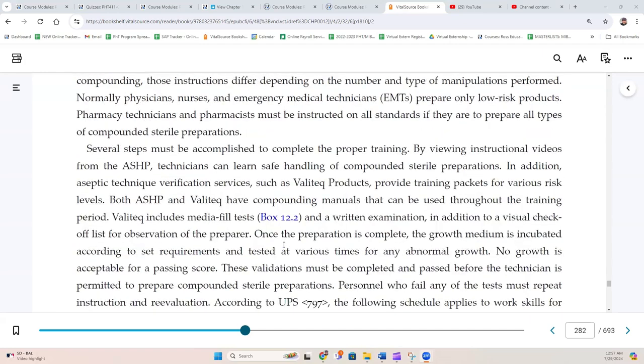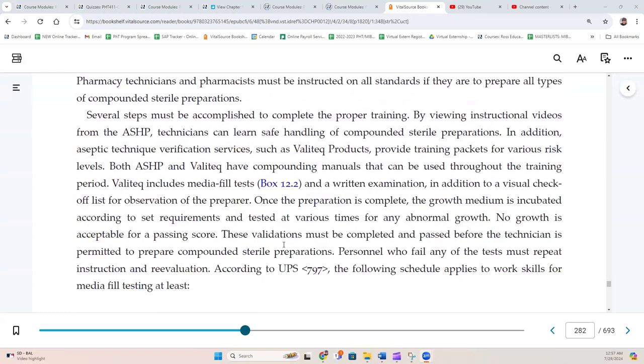Several steps must be accomplished to complete the proper training, such as viewing instructional videos from the ASHP. Technicians can learn safe handling of compounded sterile preparations. In addition, aseptic technique verification services such as Veltec products provide training packets for various risk levels. Both ASHP and Veltec have compounding manuals that can be used throughout the training period.